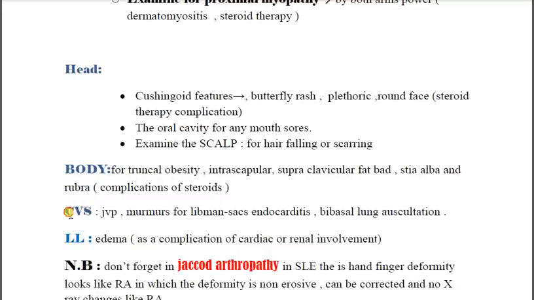Cardiovascular system, you can see the JVP, any murmurs for the patient, or basal lung auscultation as a sign of heart failure, because there is cardiovascular complication of SLE. You can examine also the lung for pleural rub of pleuritis. You can examine the lower limb for edema as a complication of cardiac or renal involvement of SLE.